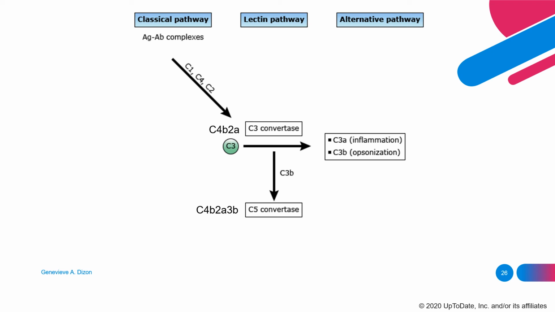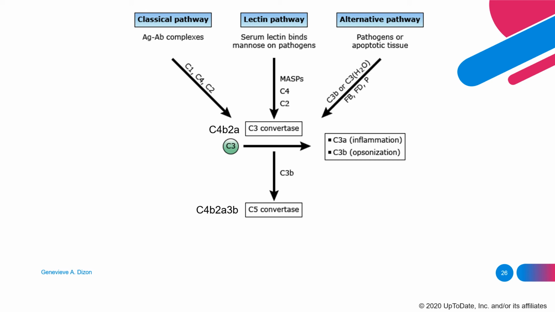The lectin pathway binds sugars on microbial surfaces. MASPs take the place of C1 proteases. The alternative pathway continuously generates C3b that deposits on pathogens or debris. C3b engages factors B and D to form a C3 convertase, C3b-Bb. The binding of another C3b to the C3 convertase generates the C5 convertase, C3b-Bb-C3b. The succeeding cascade is common to all three pathways.